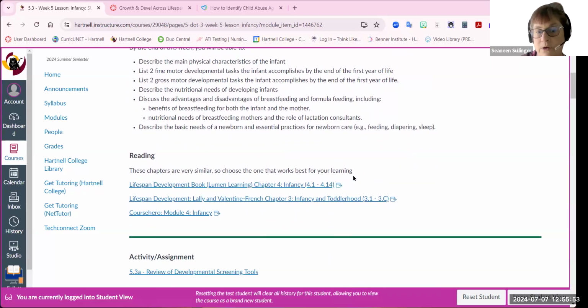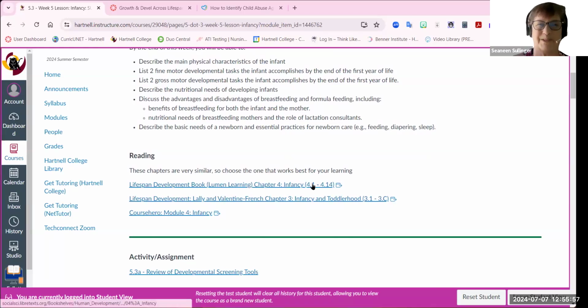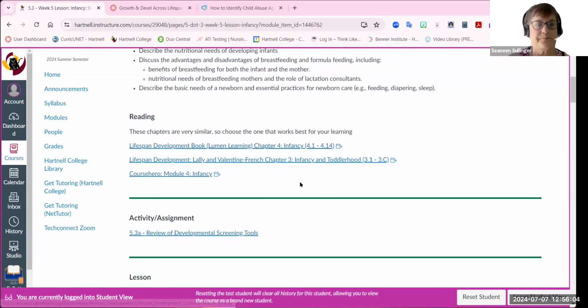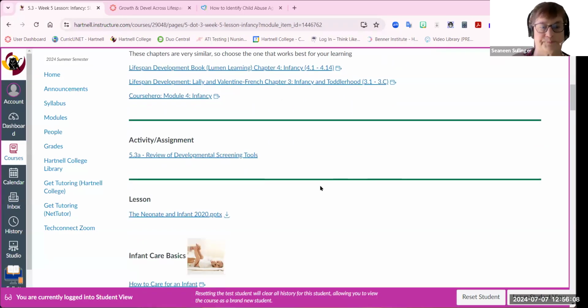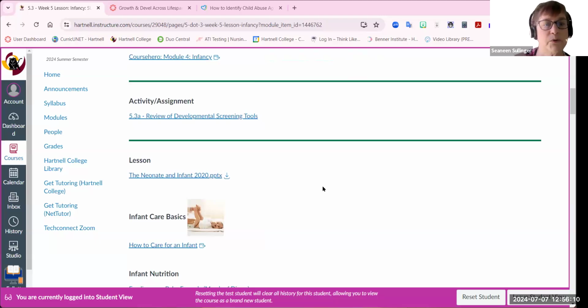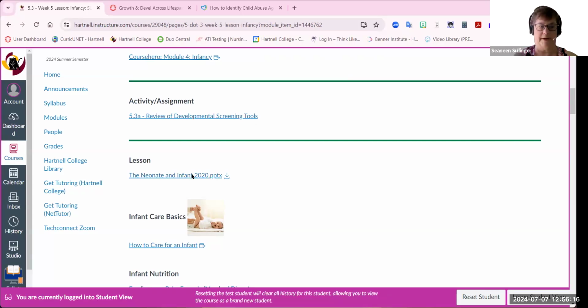And so here are the chapters. Again, they're very similar. Choose the one that works best for your learning. There's a little bit of different information in each one, but they're pretty much the same. And there is your activity assignment, which we will come back to. And then here is your lesson. So there is the PowerPoint. Yes, it's from 2020, but everything's still relevant.